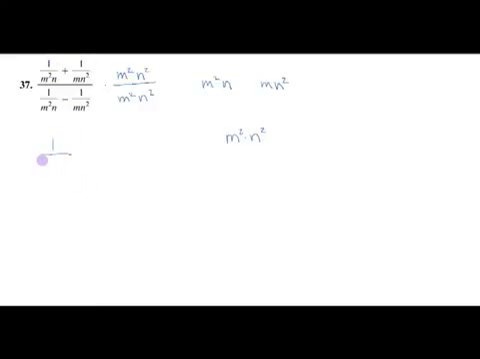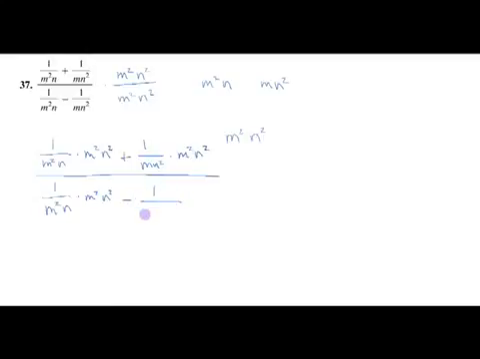This means I'll have 1 over m squared n times my m squared n squared plus 1 over m n squared times m squared n squared all over 1 over m squared n times my m squared n squared minus 1 over m n squared times m squared n squared.